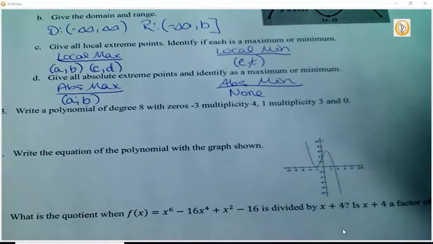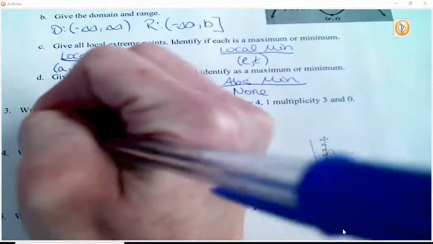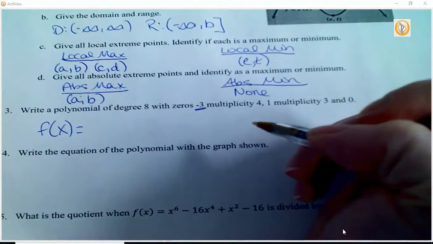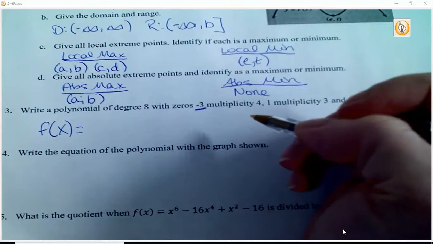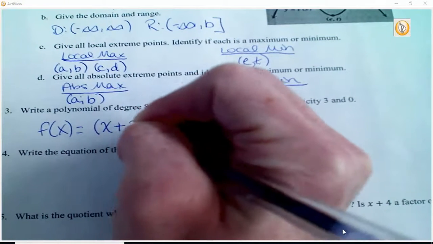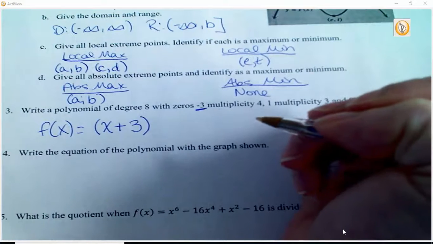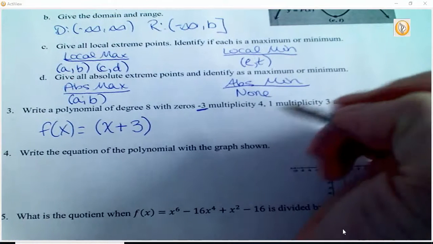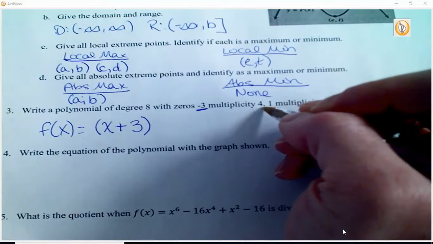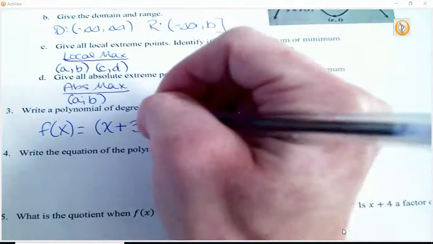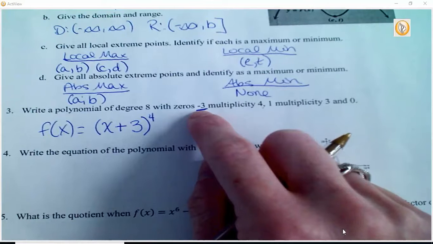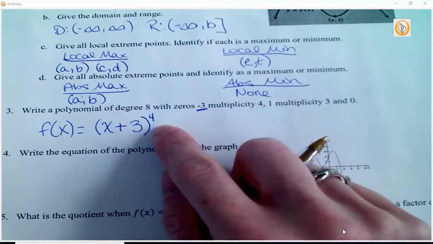Number 3, I want to write a polynomial. Okay, if negative 3 is a 0, what do you write as your factor? X plus 3. You always do x minus your 0, so it's the opposite sign. If the multiplicity is 4, what do we do with that? The multiplicity just tells you essentially the exponent. So my 0 is negative 3, the multiplicity is 4, so it's to the 4th power.